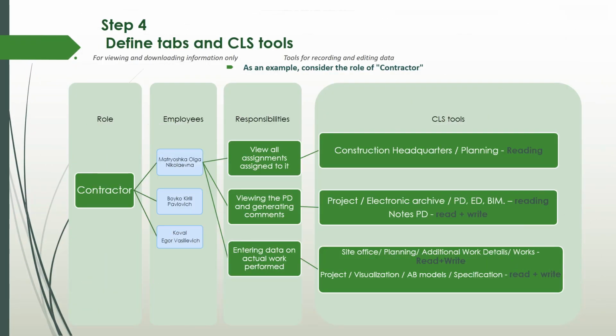Next, you should determine on which tabs the employee will only look at the necessary information and what tools he needs to record and edit data. You need to go through the tabs of the system and understand what to leave for this employee to work. The rest of the tools for it will be hidden. Let's look at this in the CLS program.